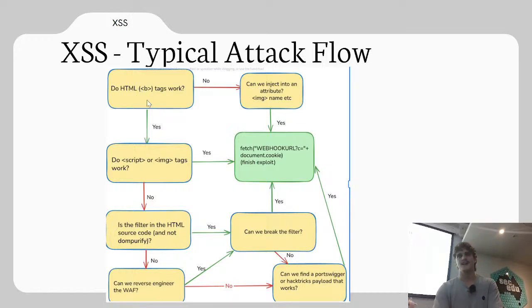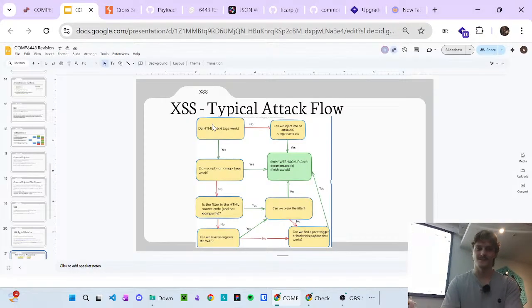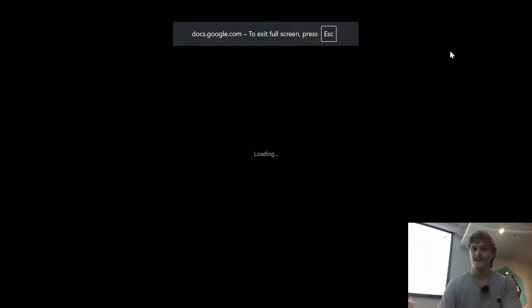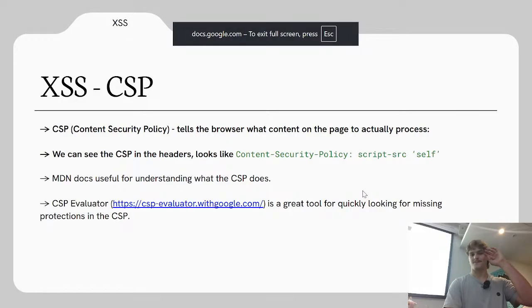Otherwise, if the bold tag never worked in the first place and we still want to try XSS, then we look for our attribute injection. That's typically how I like to approach these challenges, although don't stick to my script because it's not going to work for everyone, obviously. But yeah, it should be a good little start maybe.